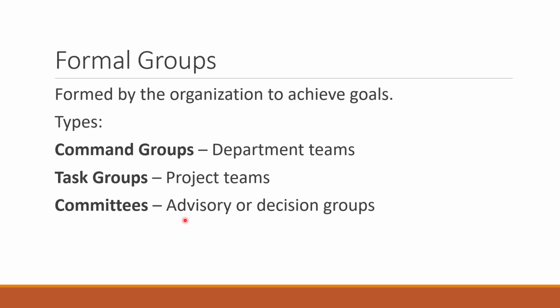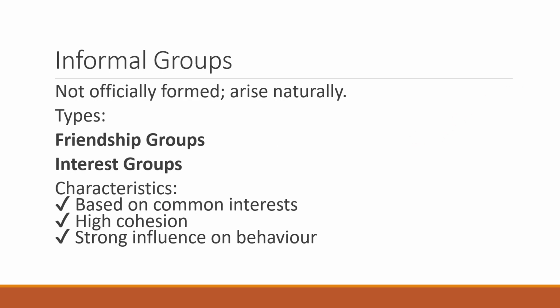The third type is committees, which are groups set up to discuss issues, give recommendations and make decisions. So they are generally advisory members or decision groups. For example, a discipline committee, a recruitment committee, or a budget committee in the organization. These formal groups help maintain discipline, clarity and coordination across the departments.